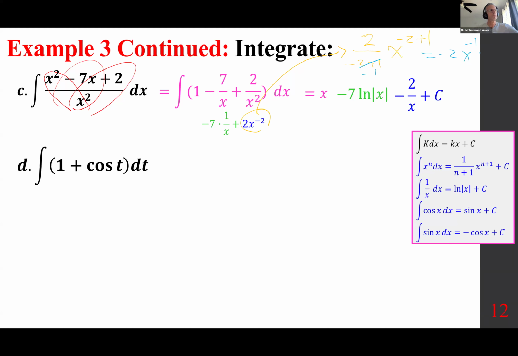Here's the next one. So what do we do? First and foremost, we notice the independent variable is t, therefore 1 becomes t. Second, the derivative of cosine is negative sine, but the integral is positive sine. So plus sine t plus a constant.